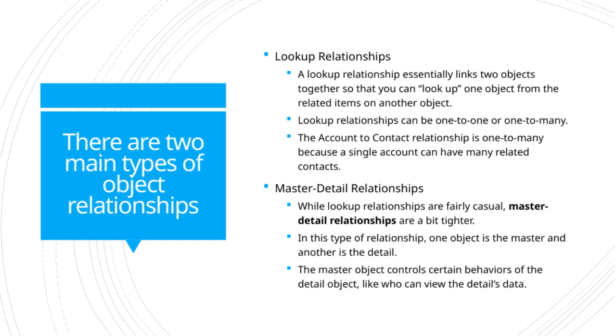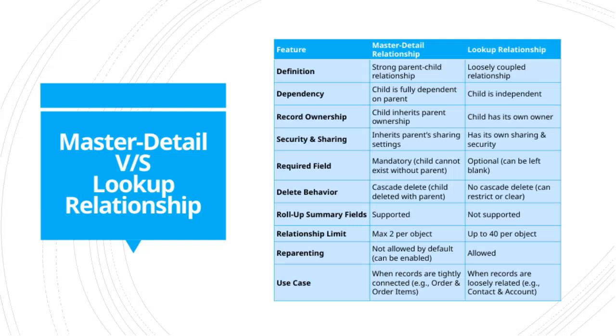There are two main types of object relationships, and understanding the difference between lookup and master detail is crucial as we build more complex data models. This knowledge helps us organize and control our data effectively, which is a key part of managing a scalable and reliable system. Let's take a closer look at the differences between master detail and lookup relationships.